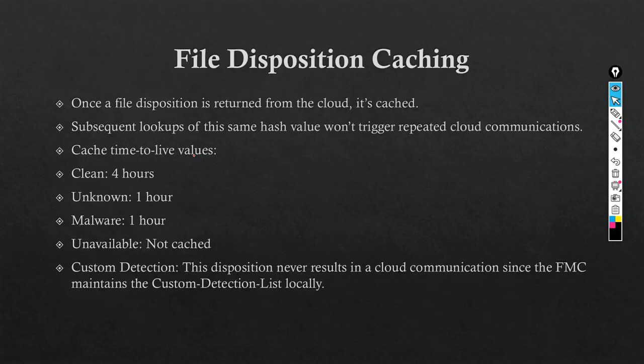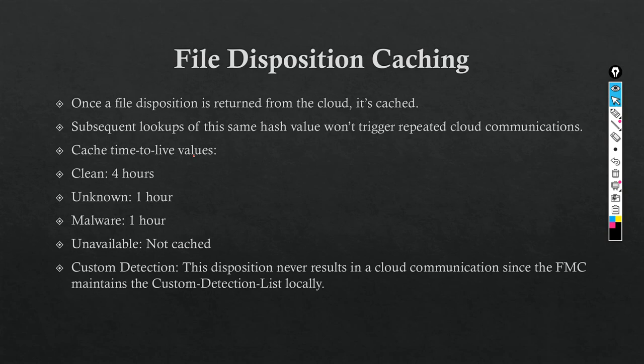File disposition caching. Once the disposition is returned from the cloud, it's cached. Clean will be cached for 4 hours, after which of course it will be deleted. Unknown 1 hour, malware 1 hour, unavailable is not cached. It's not important for the FMC.